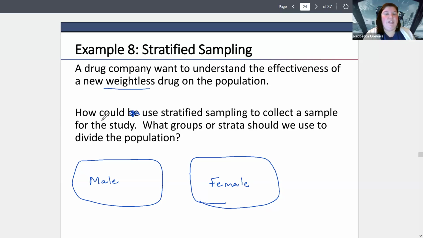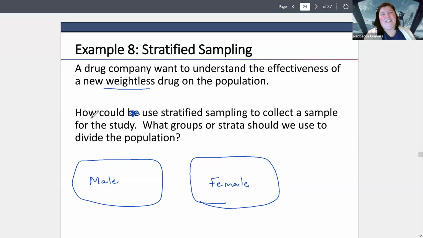So that is one way that we could split this up, stratify the group. Age groups would be another one. You might want to look at different age groups to see the effects. Health conditions, you may want to split people based on health conditions like diabetes and pre-diabetes. So there's other ways you can do this. We're just going to use male and female because that's two of them and it's quick and easy.